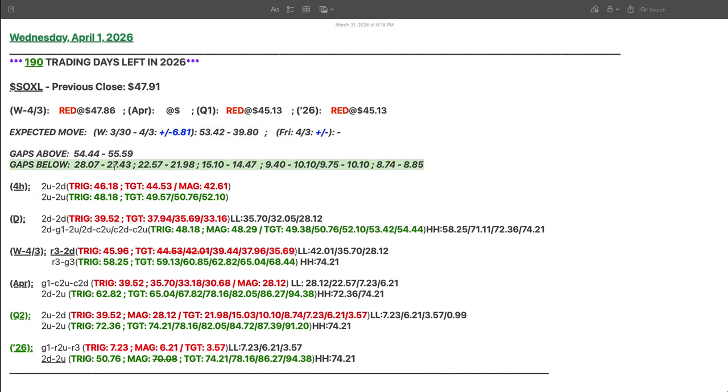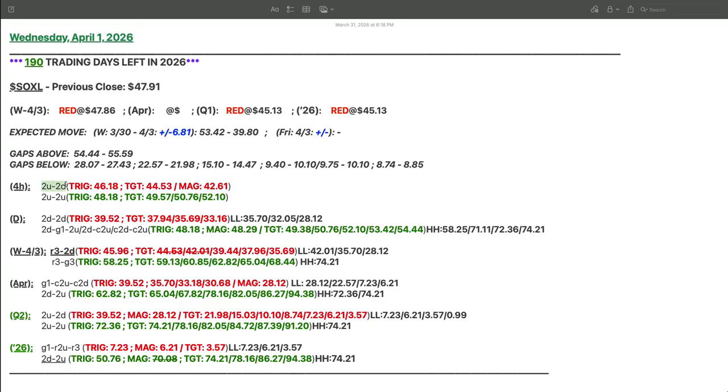Always keep those in mind because they do tend to act as magnets towards price. We talked about from a scalping perspective, so especially early morning, early part of the day, we want to look for higher lows at or above opening print to get into calls, or lower highs at or below opening print to get into puts.